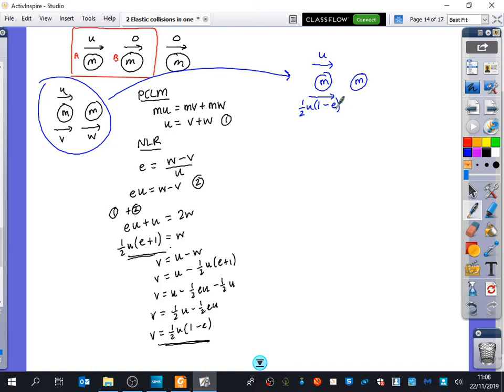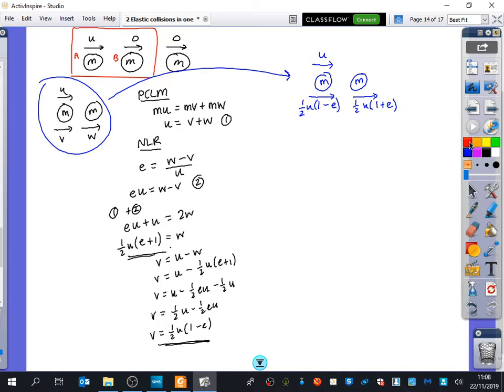It's positive, because we know that E is less than 1. So this thing is definitely positive. And this thing is obviously going to the right as well, and it has a speed of W, which is a half U. I'm just going to change that from E plus 1 to just 1 plus E, so we start to see some of these symmetries of things that we've got here, okay?